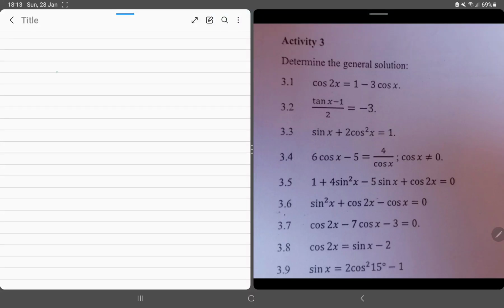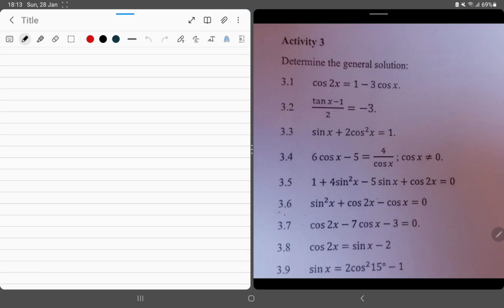Just to look at these general solution type of questions. 3.1: cos 2x is equal to 1 minus 3 cos of x. I have a cos on the right hand side, and then this can be written in three different ways.